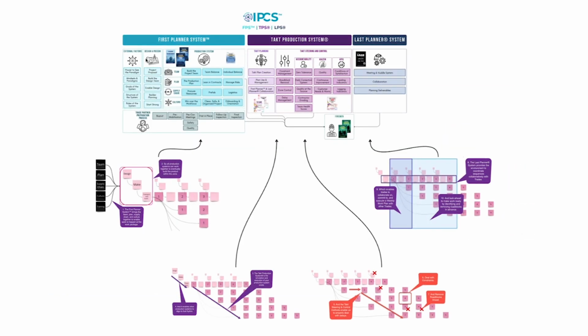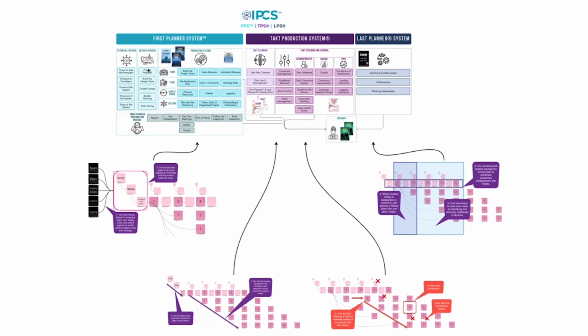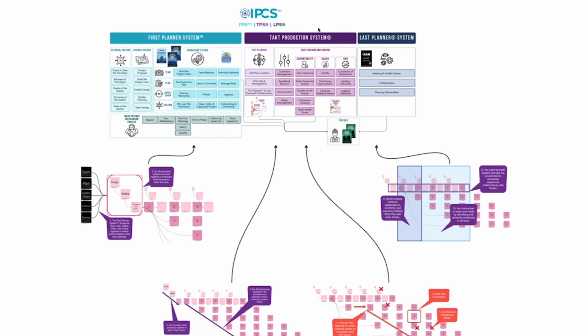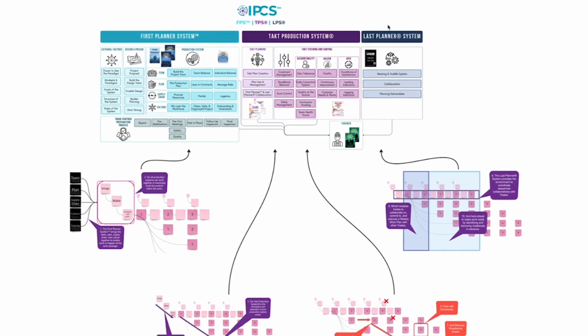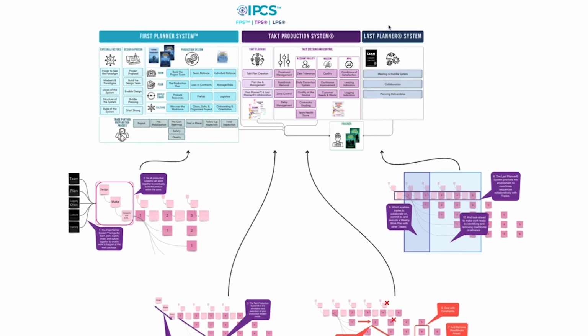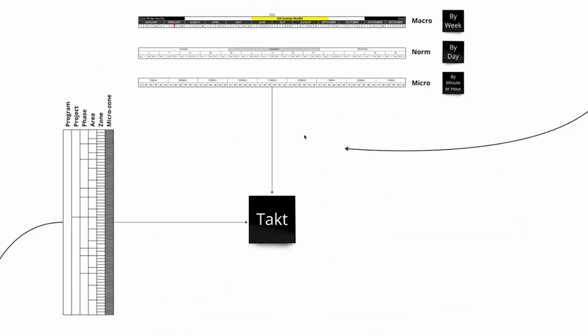So as you can see, the First Planner System is here to literally design the project. The Takt Production System is here to keep us on a rhythm and recover from delays and impacts. And the Last Planner System is here to make sure that we're involving the trade partners. This is easily done in the time by location format. And so what I figured I would do is go ahead and show you that format.